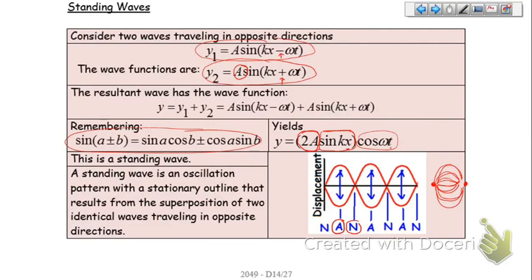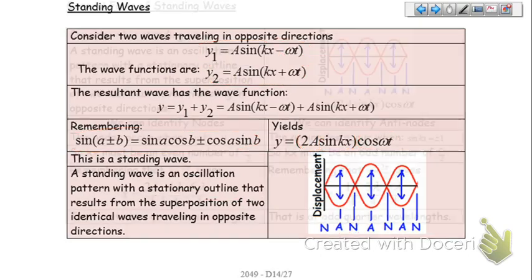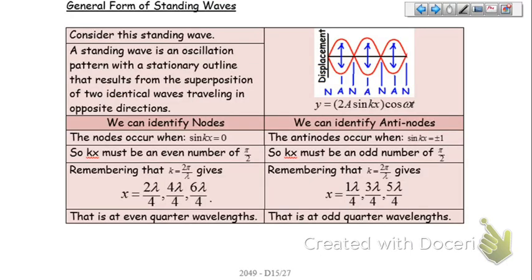A standing wave is an oscillation pattern. It is oscillating with a stationary outline. So there's the outline. It looks like that. The result of superposition of two identical waves traveling in opposite directions. So we say a standing wave is an oscillation pattern with stationary outline results from superposition of two waves, and there's the expression for it.